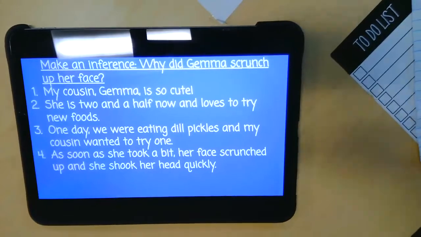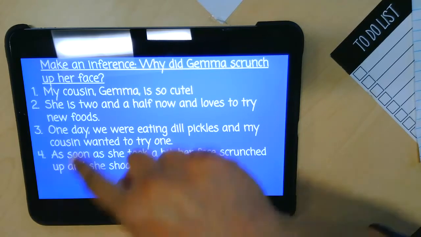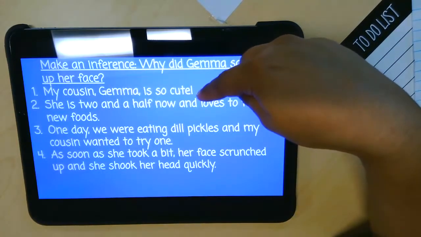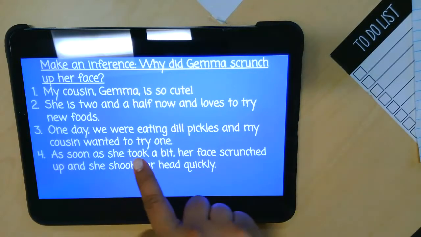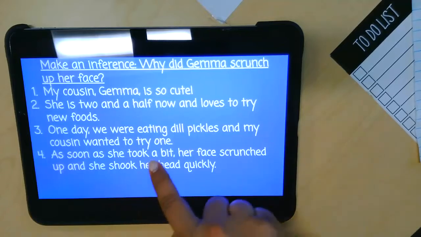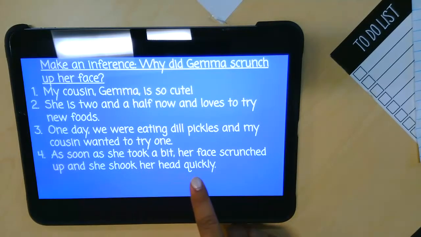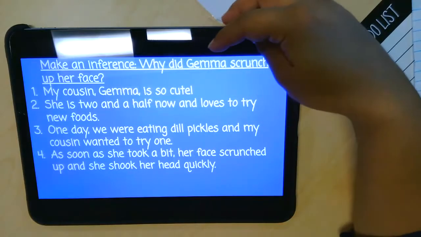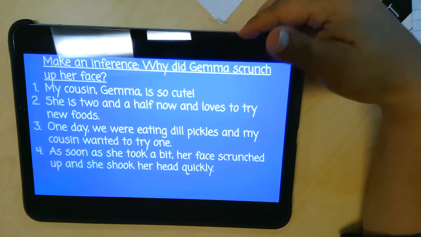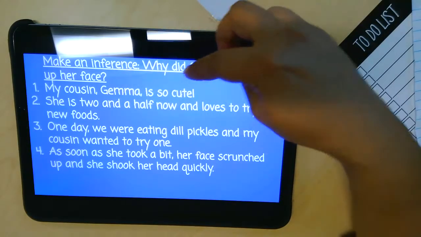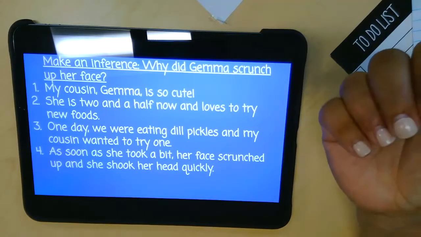So make an inference. Why did Gemma scrunch up her face? Okay? My cousin Gemma, see this first line says, my cousin Gemma is so cute. She is 2.5 now and loves to try new foods. One day we were eating dill pickles and my cousin wanted to try one. As soon as she took a bite, her face scrunched up and she shook her head quickly. So make sure whenever you're answering this question, you are restating the question. So you would say, I infer that Gemma scrunched up her face because, and you would make your inference, okay?